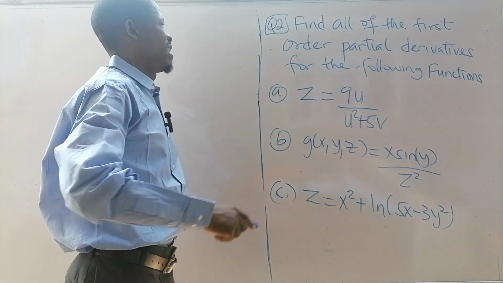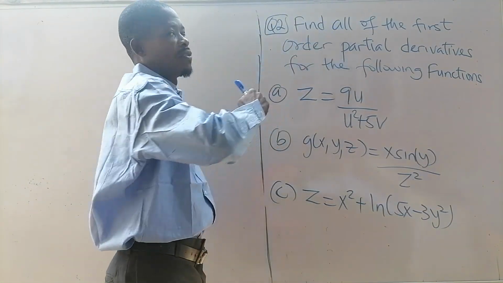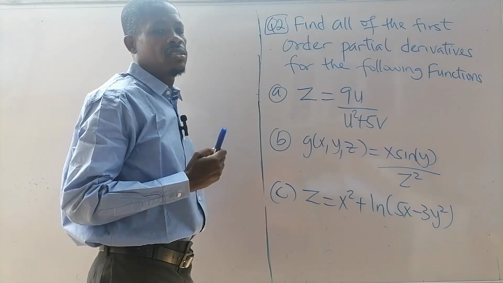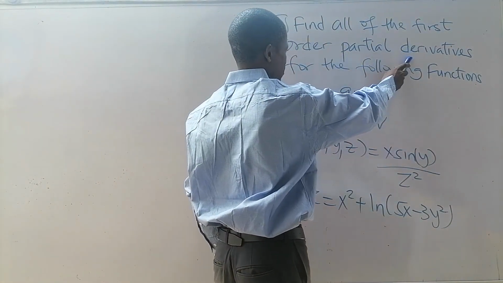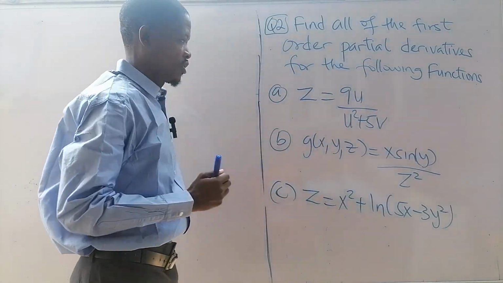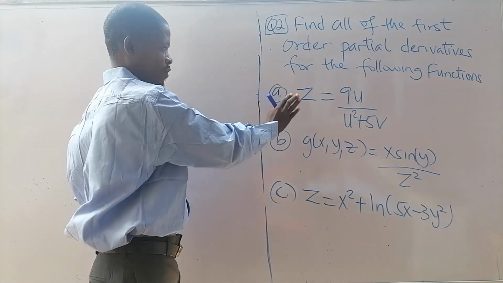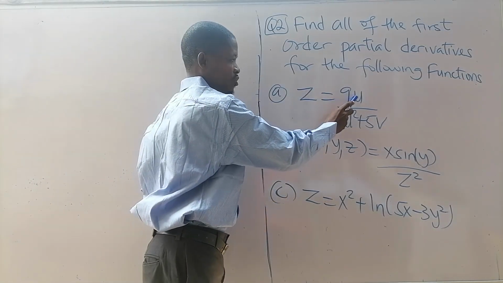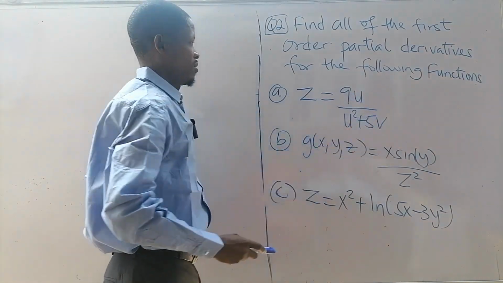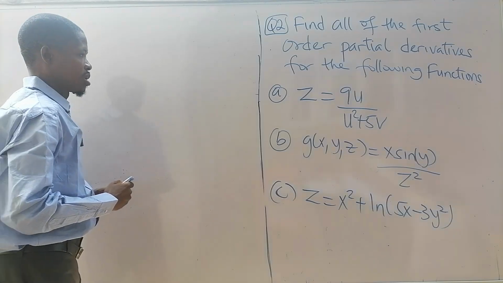Question 2. Find all of the first order partial derivatives for the following functions. We have the first one, z, as a function of what? u and v. So let's go straight and do the work.